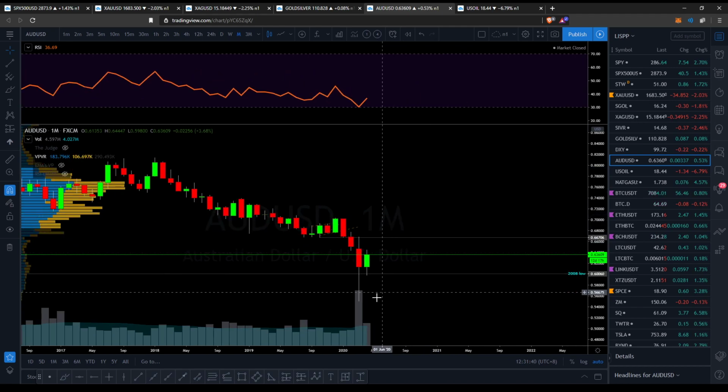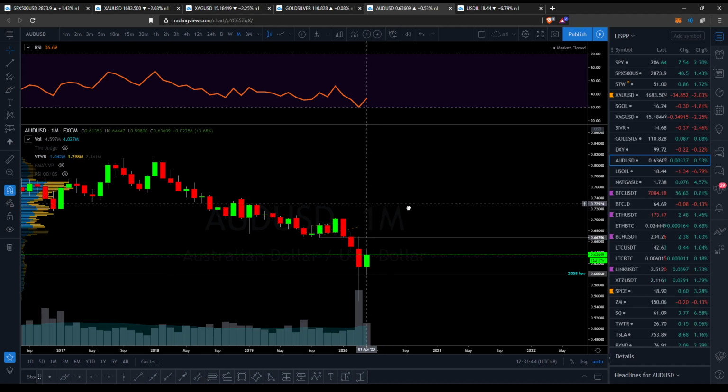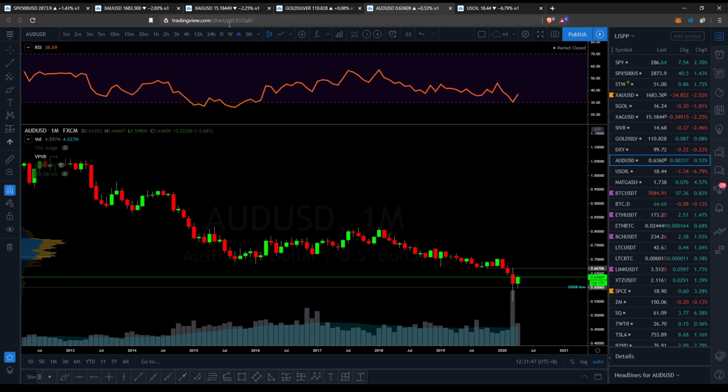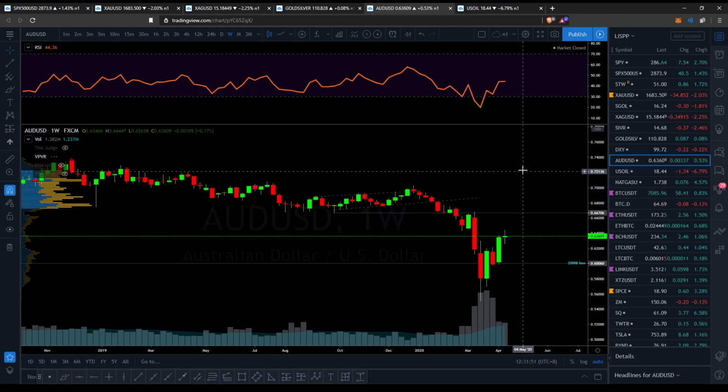It might have a bounce here. You got the massive wick here on the huge volume. It might play out more of this bounce on the monthly time frame. But I'd rather hold the American dollars.